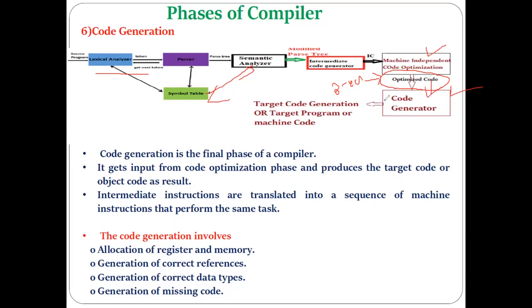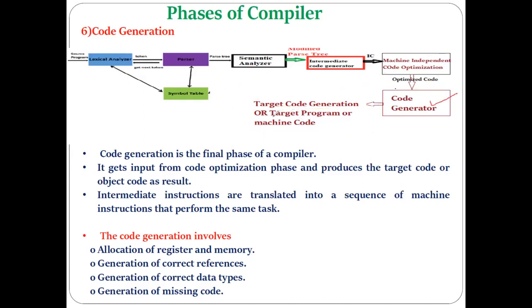Okay, and here you can see what the work of the code generator is. The code generator generates the target code or the machine code. Understood? It does this by processing the input it has received from the previous phase of the compiler. So what exactly is the work of the last phase of the compiler? That is nothing but the generation of target code.